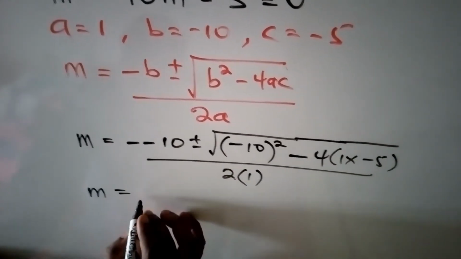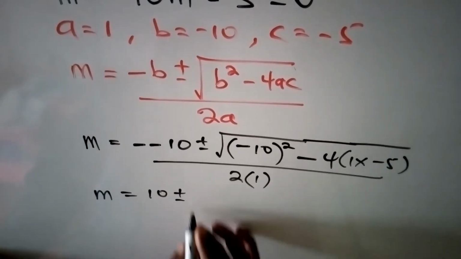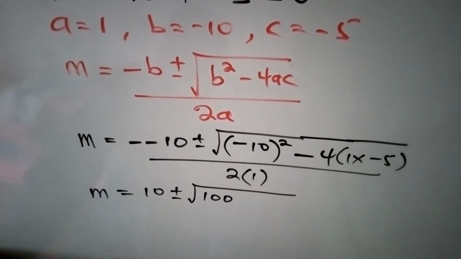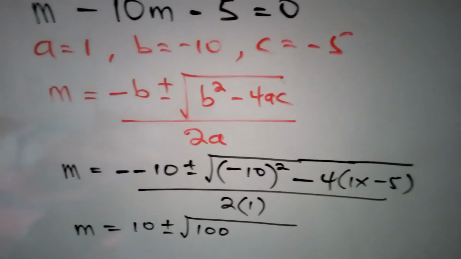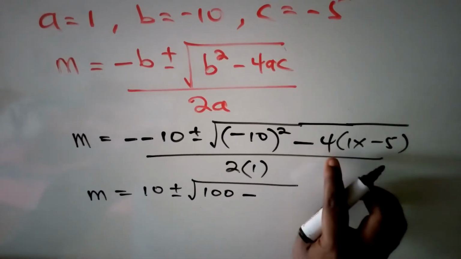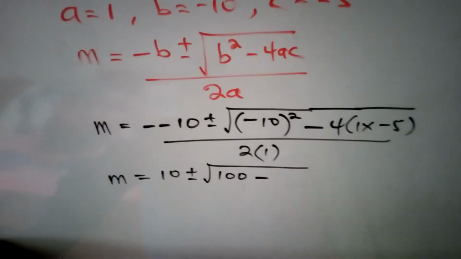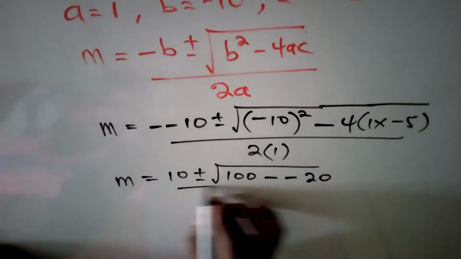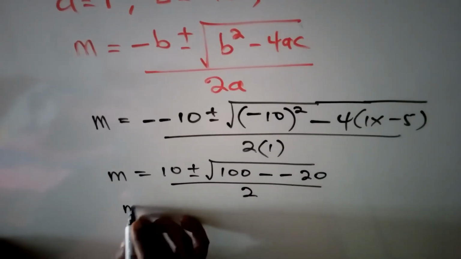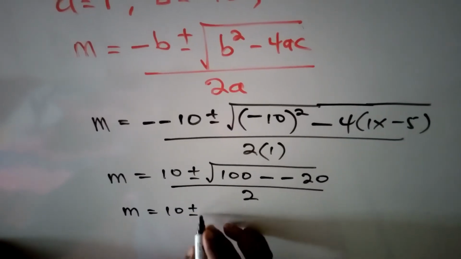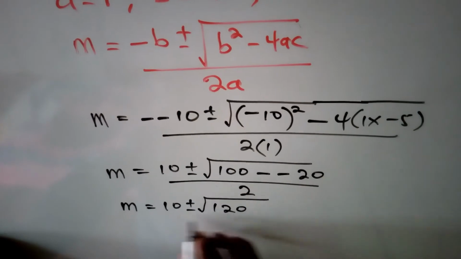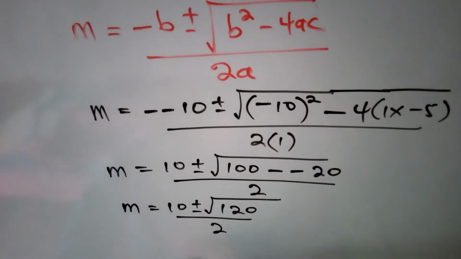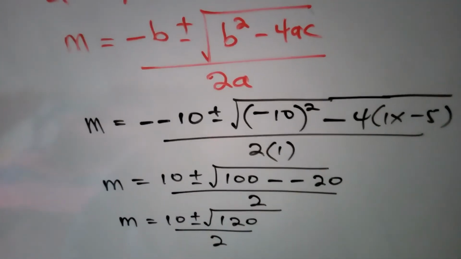So m will be equal to 10 plus or minus square root 10 squared will give us 100, because the negative will turn to positive because of the square, minus 4 times this 1 is 4 times the 5 will be 20, and because of the negative we have minus 20, all over 2. So our m will be equal to 10 plus or minus root of 120 over 2. So m will actually take two values, that is when we consider the positive and the negative forms.